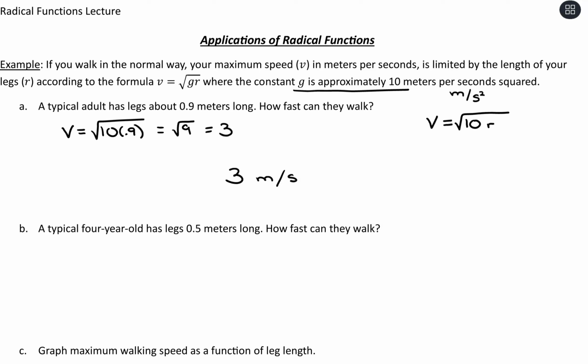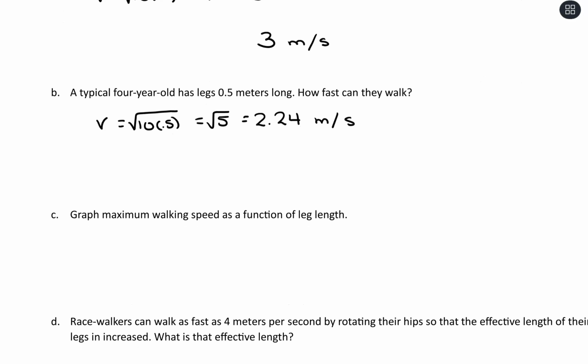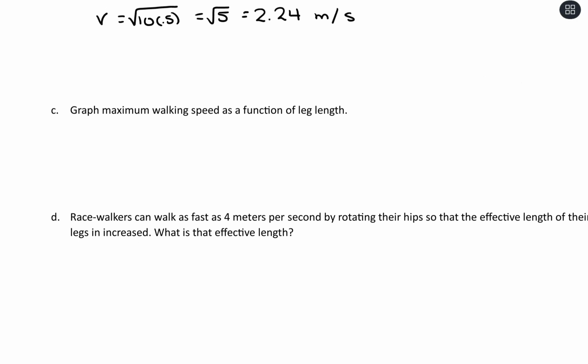A typical 4-year-old has legs 0.5 meters long. How fast can they walk? So v equals the square root of 10 times 0.5, which is the square root of 5. And let's go ahead, for a word problem, and put this in our calculator to get a decimal out. And that's going to be 2.24 meters per second.